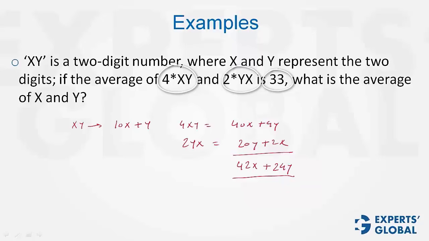Either you divide this by 2 and equate this to 33, or you directly equate it to 66. It is the same thing. Now 42x plus 24y equals 66, and of course x and y are integers. This is possible only when x equals y equals 1. What is the average of x and y? The answer is 1.